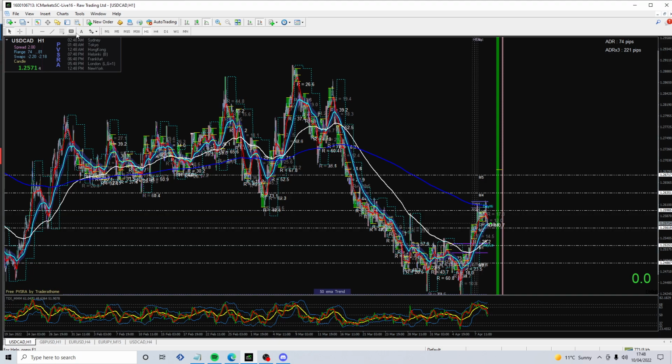So for me, this is just one big peak. Right there, one big peak. Now, how many pips did this fall off? 221, right there. So this is how I'd do it. Level 1.